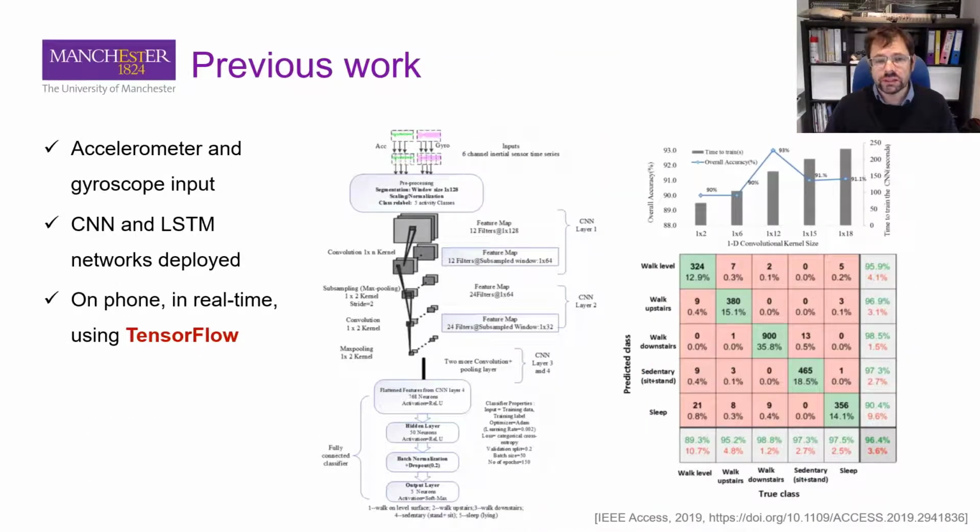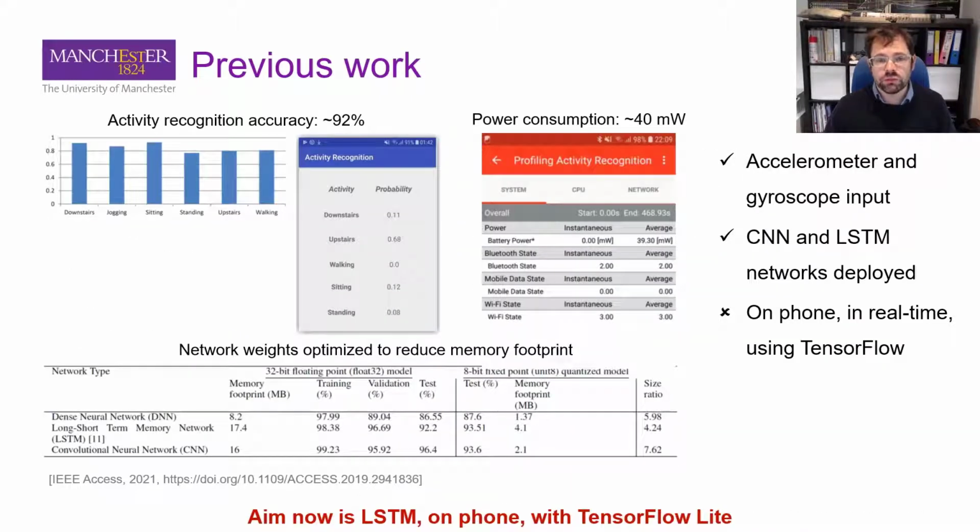For doing that, we've actually been working on this topic for a little while. We had a paper in IEEE Access in 2019, which looked at implementing both CNN, cellular neural networks, and LSTMs, long short-term memory networks, on a smartphone device. And we did that using the TensorFlow framework. And that worked very well.